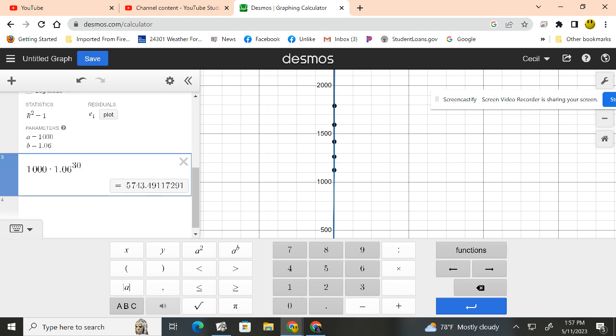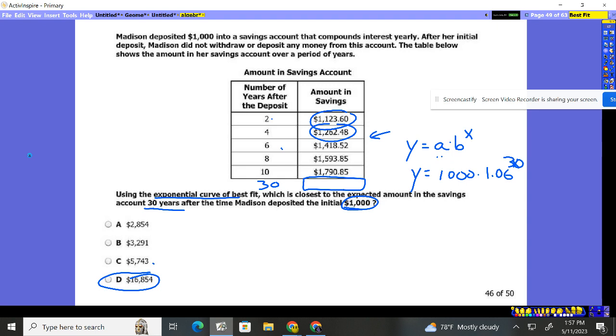5,000 is what it is. So I was wrong with my initial thought. It is just $5,000 after 30 years of not touching it. So choice C is what we have here.